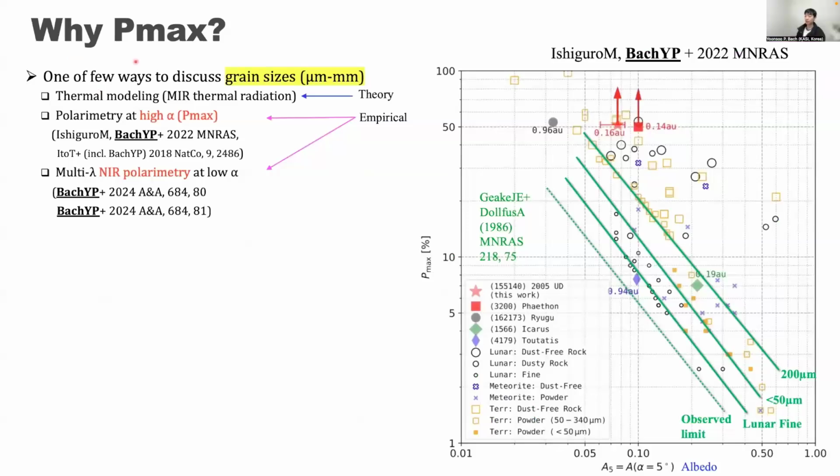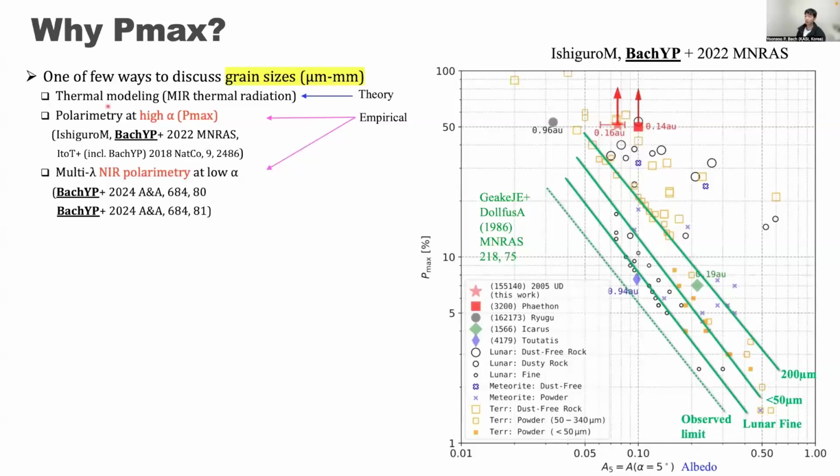And why do we study P maximum? Because it is one of few ways to discuss grain sizes of the scattering surface. Grain sizes we discuss are generally ranging from micrometers to millimeter or centimeter scales. They are too small such that even in situ mission data, we cannot really distinguish whether this is centimeter or micrometer scale particles. One such approach is so-called thermal modeling.